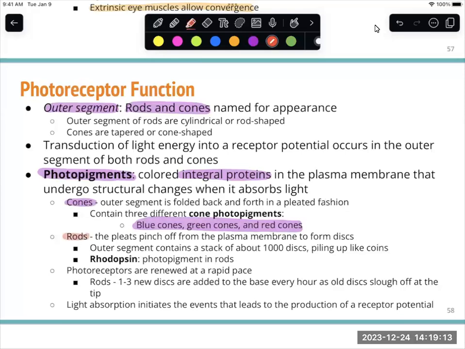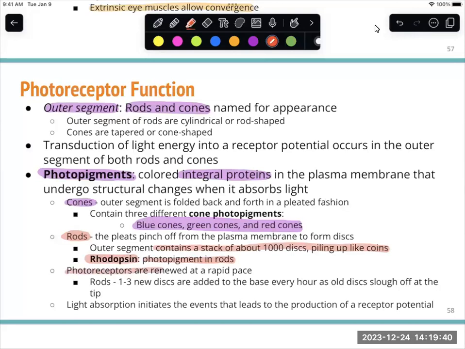Rods have rhodopsin. That rhodopsin is the photopigment found in rods. This rhodopsin looks like a stack of coins. There's this stack of these many rhodopsin photopigments.